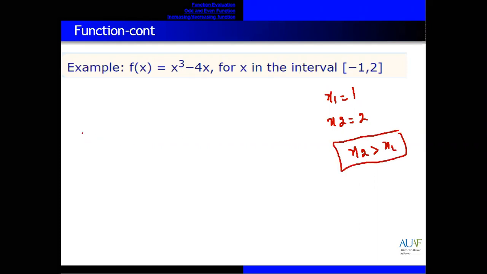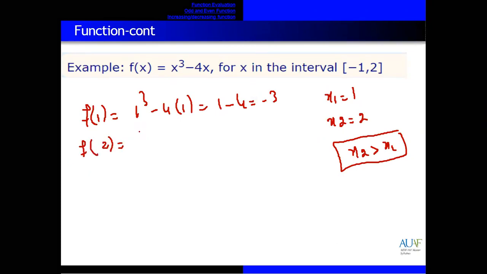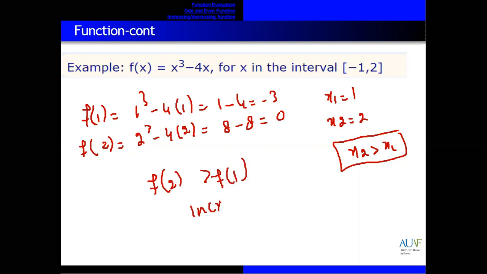So for x1, f of 1 is equal to 1 cube minus 4 multiplied with 1. 1 cube is 1, minus 4, equal to minus 3. Now if we give the value 2, 2 cube minus 4 multiplied with 2: 2 cube is 8, minus 4 twos are again 8, equal to 0. So in this case, f of 2 is greater than f of 1. So it's an increasing function because 0 is greater than minus 3.